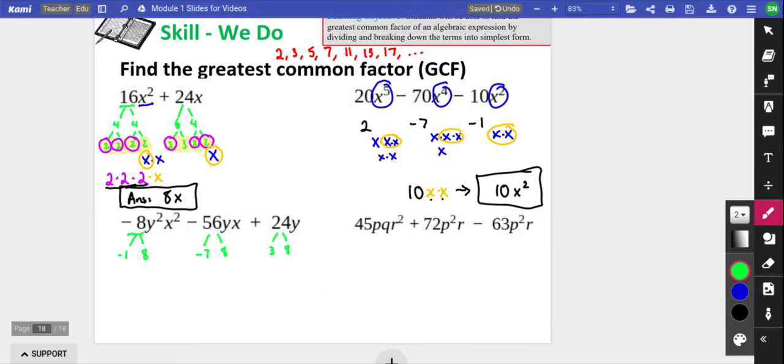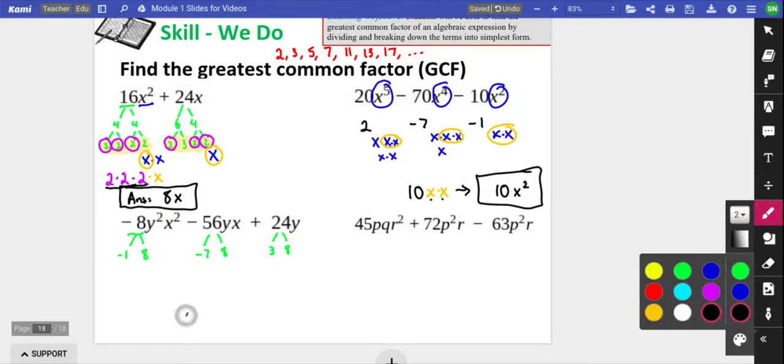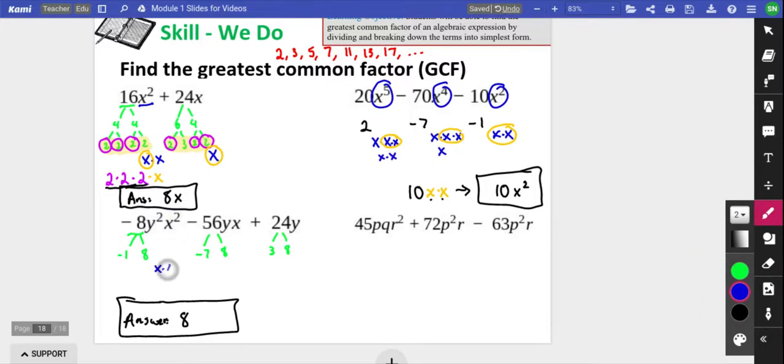So if they all have an 8 in common and that's the biggest number they have, that means that 8 will be part of our answer. And now we have to take care of the variables, the letters. So let's start by breaking down the x's. There is an x squared right here. That means we have x times x. There is 1x right here. And there are no x's on the last one.